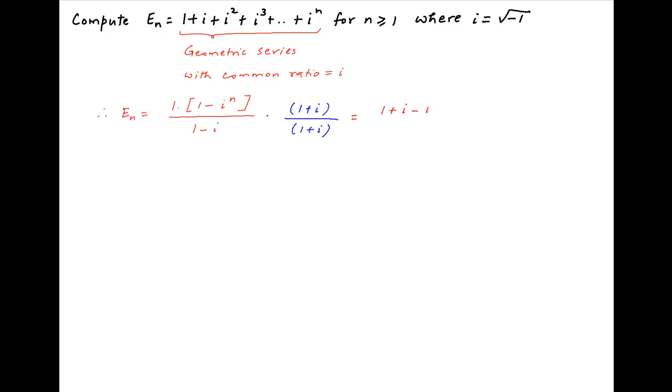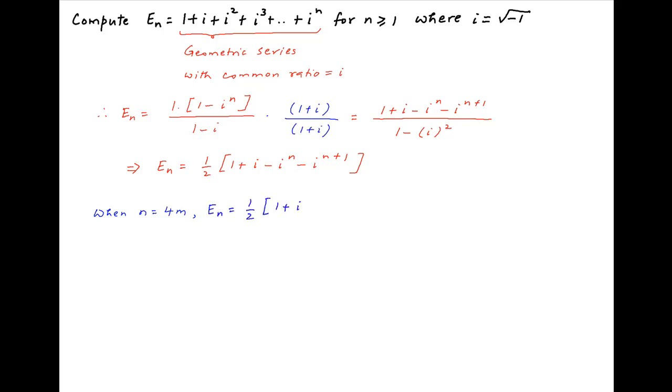1 plus i minus i raised to the power n minus i raised to the power n plus 1 divided by 1 minus i square. Now i square is equal to minus 1, therefore En is equal to half of 1 plus i minus i raised to the power n minus i raised to the power n plus 1. Now consider the case when n is of the form 4m, where m is a natural number.